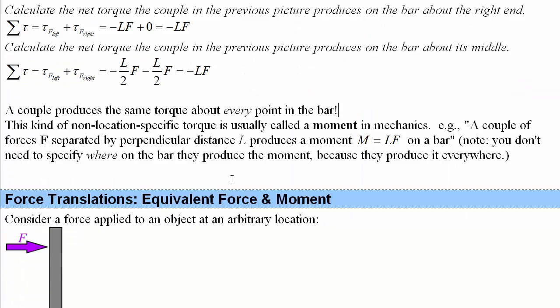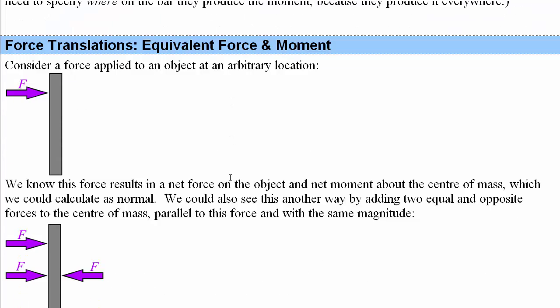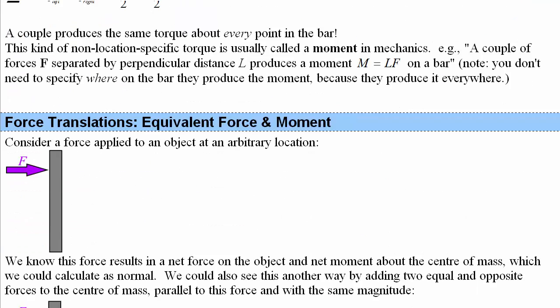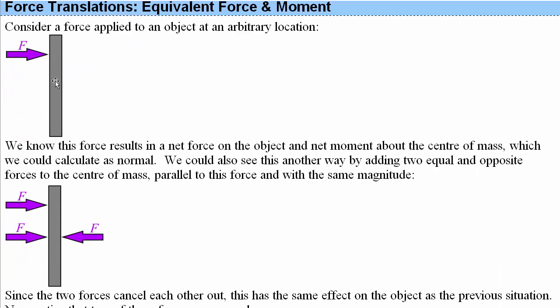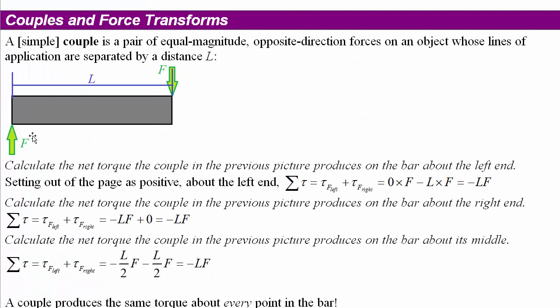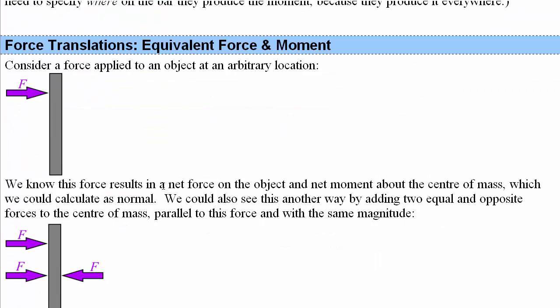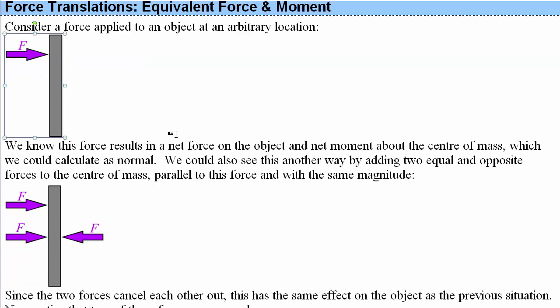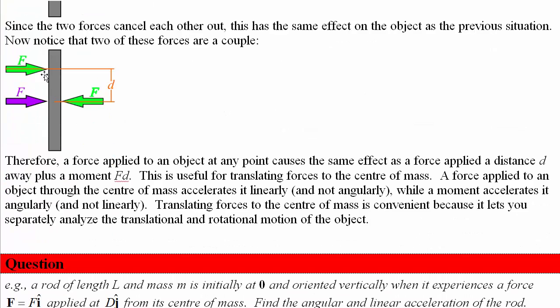That's interesting. So if we can write forces that are applied at arbitrary locations as forces at the center of mass, which produce no torque about the center of mass, and couples, which you'll notice produce no net force, but just produce a torque, and it's the same torque about every point, and therefore about the center of mass, we'll be able to analyze problems easier. So ideally what we want is to find a way to turn a force into a couple and a force at the center of mass.